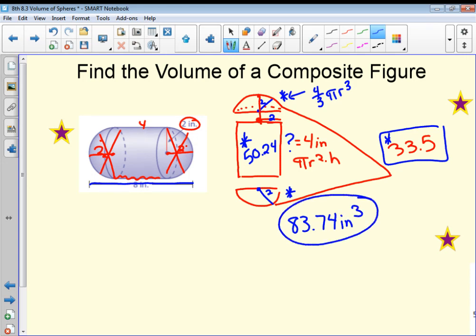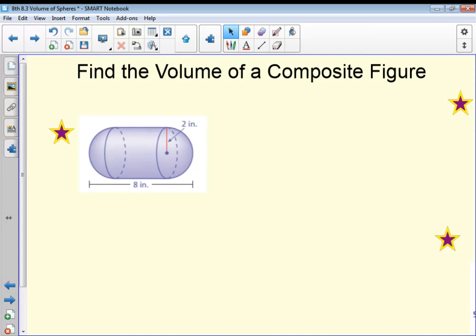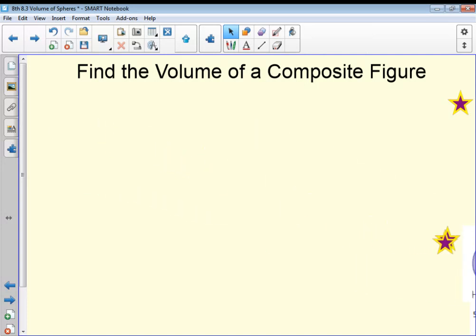Okay, so once again, using previous knowledge, you're going to piece it apart. The only really new piece of information in this part of the section is understanding that a hemisphere is half, and then understanding how to piece that apart. So I want you to go ahead, pause your video, work your way through this one.